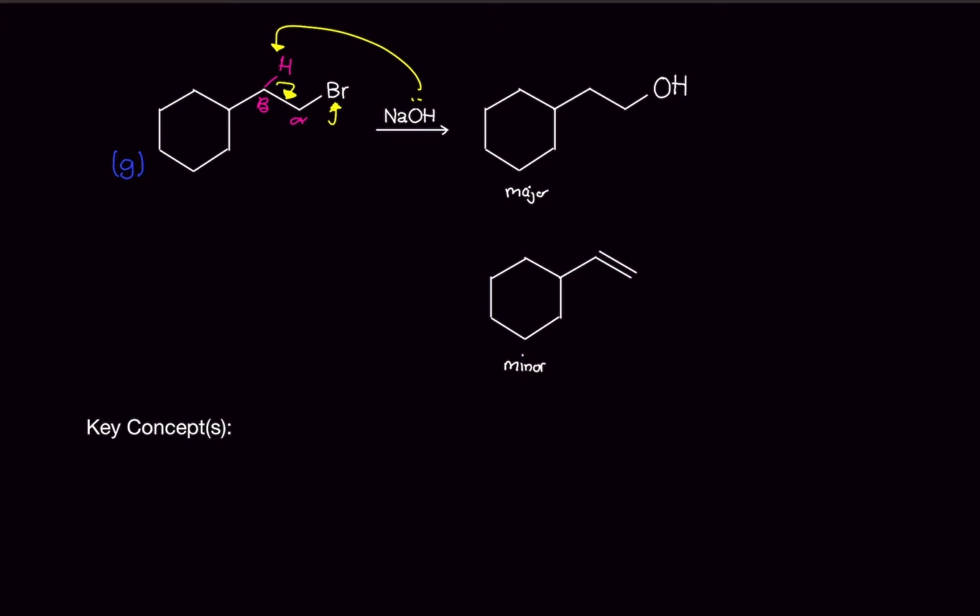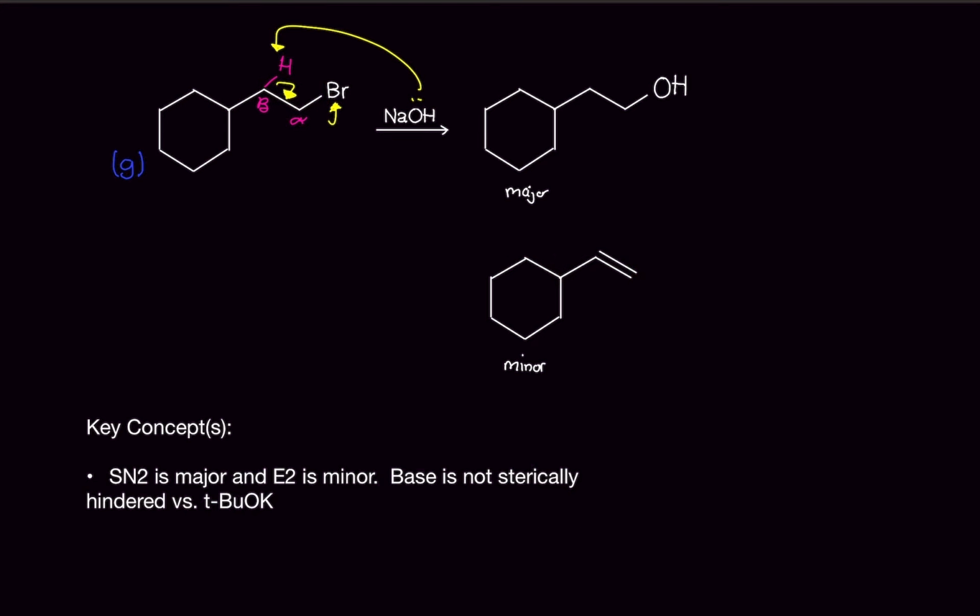We're left with a double bond, right? Because this bond goes away, so we're left with a double bond here. And that's what we're left with. So the key concept is SN2 is major, E2 is minor, because the base is not sterically hindered. Something like tert butoxide would be a different case. So that's why the SN2 is major here, because we don't have something like tert butoxide and we have a primary alkyl halide.